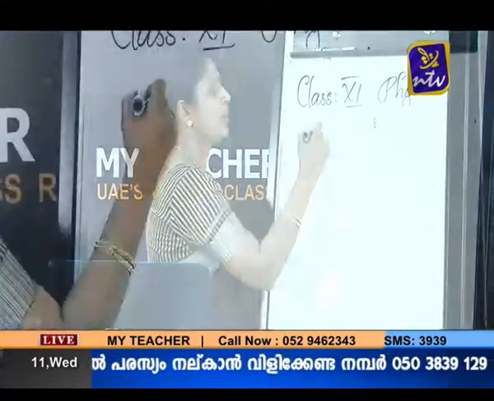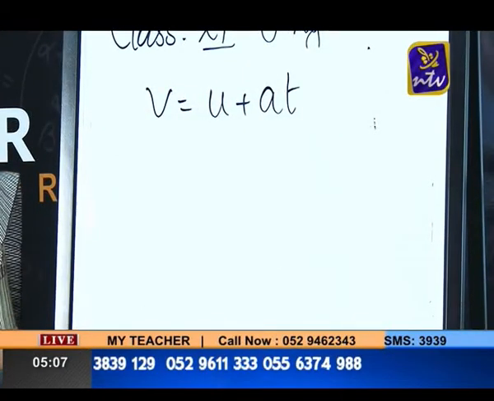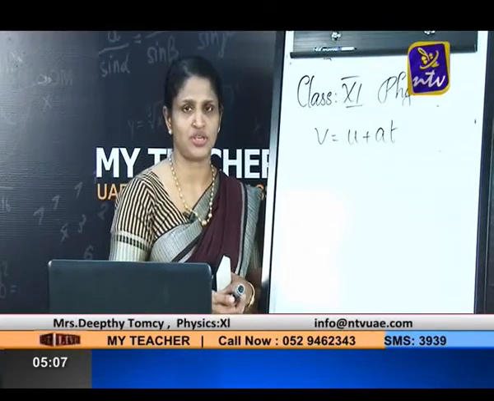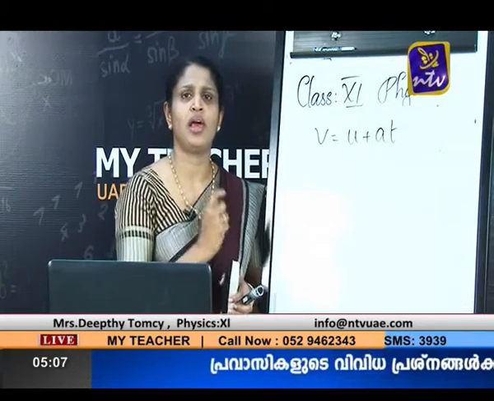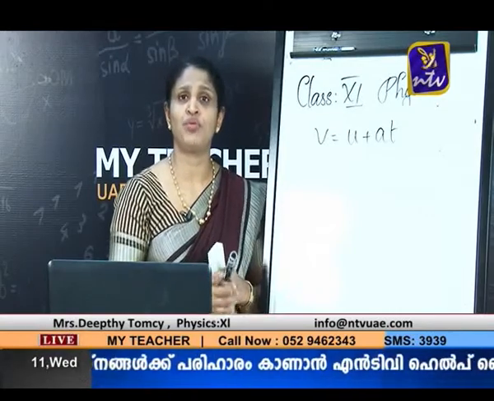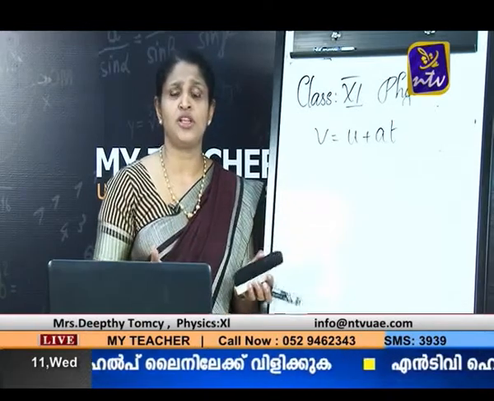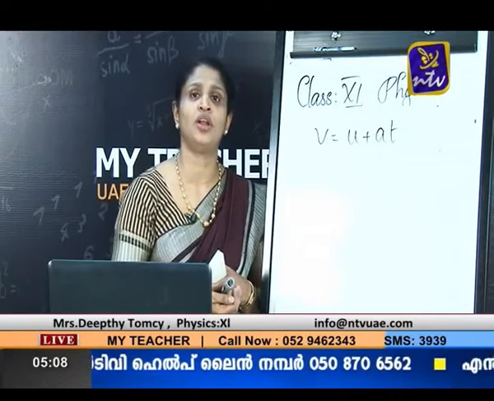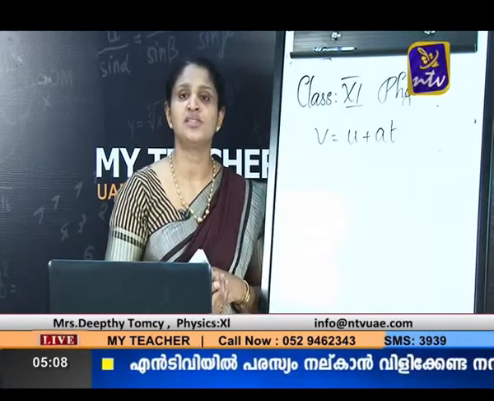For example, V is equal to U plus AT. It is an equation which consists of V on the left side and U plus AT on the right side of the equation. If this equation has to be correct, the dimension of the left hand side, that is velocity, should be equal to the dimension of U and the dimension of AT. This principle is called the principle of homogeneity. According to the principle of homogeneity, the dimensions on the left hand side and the right hand side of the equation should be the same.